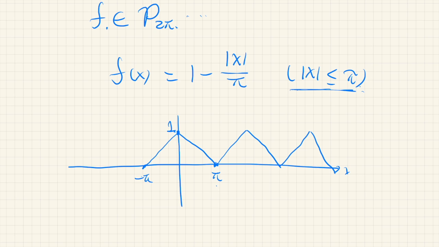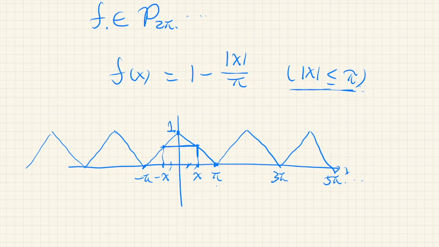So this is pi, so this is 3 pi, this should be 5 pi, and so on. And same for this direction. And as you can see, this is an even function. So whatever the value here, let's say this is x, then the value at negative x, which is somewhere here, is the same. Okay, so this is an even function.